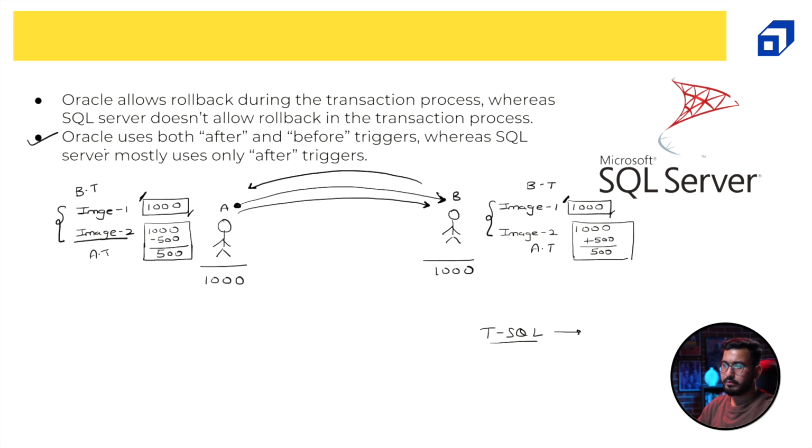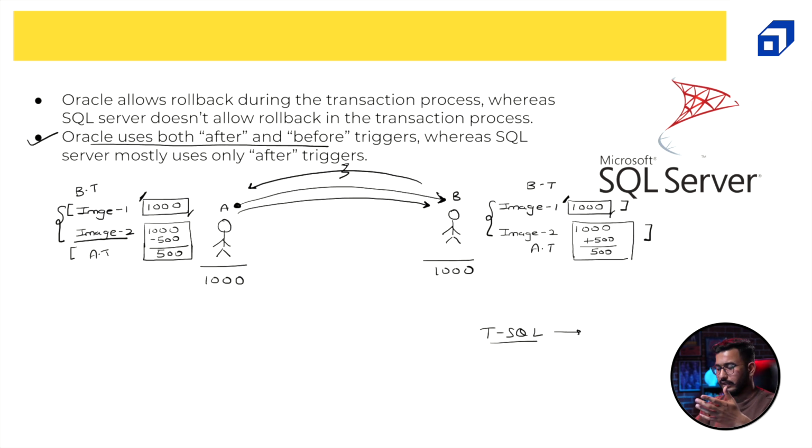So here I have written that Oracle uses after and before trigger. So this is before trigger, this is after trigger, this is before trigger, this is after trigger. But T-SQL preserves only the after trigger. And the reason is that if the transaction is not completed, let's say due to some network issue, rollback will happen. And the commit will only happen when the transaction is completed. Now this was the difference between PL/SQL and T-SQL.